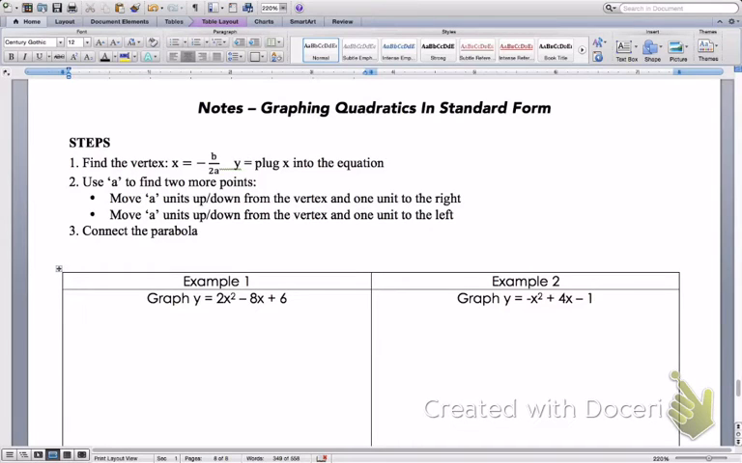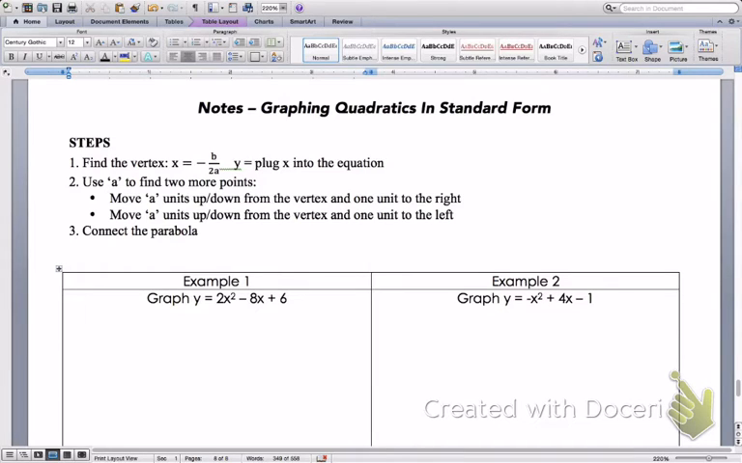So Monday, Tuesday, we went over how to graph quadratics when we factor them. But what about things that are not factorable? What about a quadratic that you cannot factor and find its roots unless you do the quadratic formula? But again, those become decimals if it's not factorable. So we need another method to be able to graph.